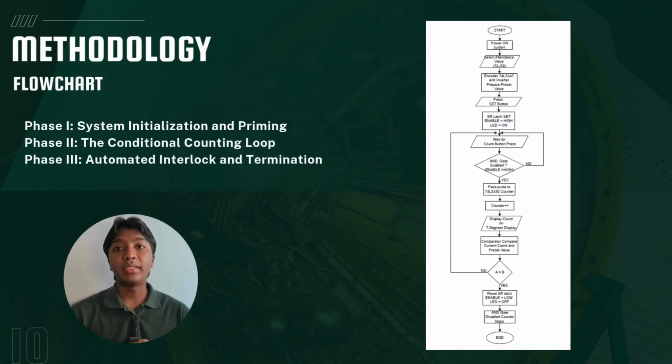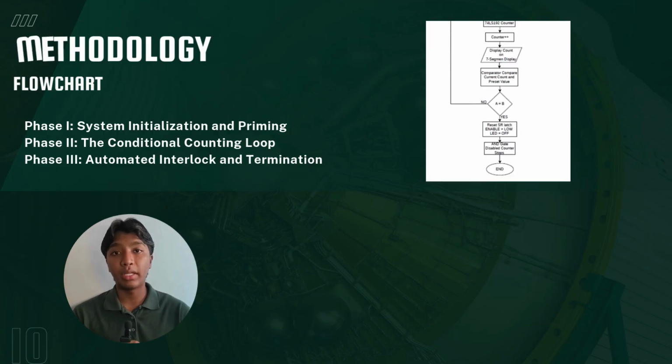Moving to the flowchart, we can see the step-by-step system execution. After the SR latch is set, the system waits for a count button press. If the AND gate is enabled, the pulse passes through, the counter increments, and the display updates. The system then compares the current count to the preset value. If A equals B is no, it loops back to wait for the next input. If yes, it instantly resets the SR latch. The enable signal drops to low, the LED turns off, the AND gate is disabled, and the counter stops permanently.